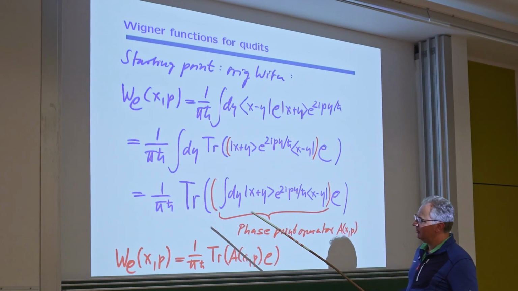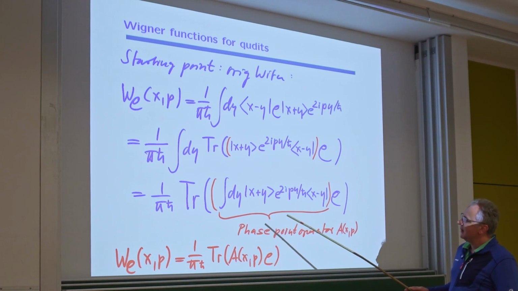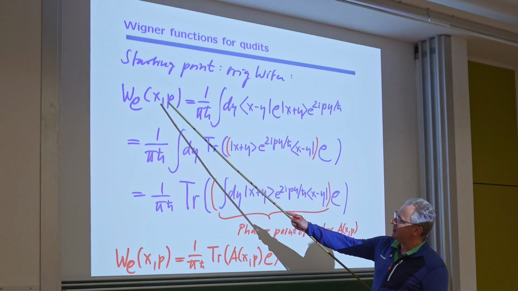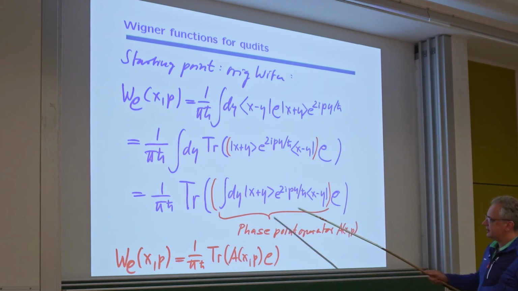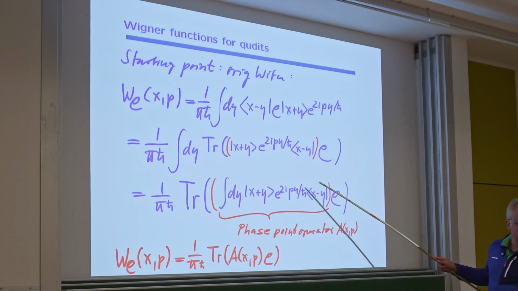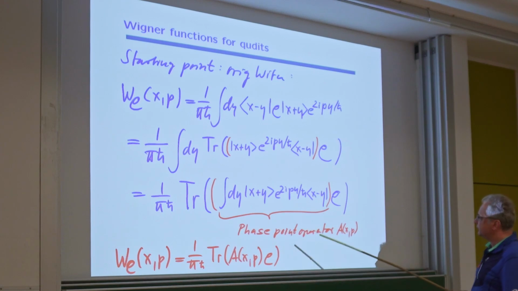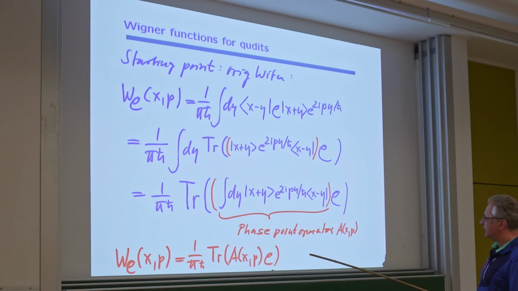So we have a normalization factor that maybe doesn't need to concern us very much at this moment, but we have an expression for the Wigner function at some position and some momentum that is some operator constructed in a certain way times rho. And this operator is a function of position we care about and momentum we care about. That's called a phase point operator.